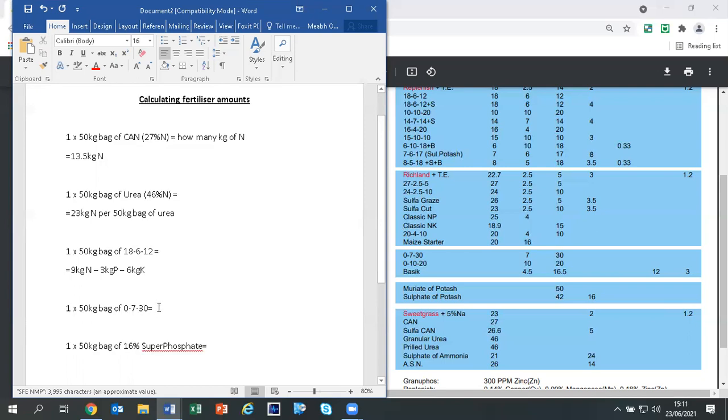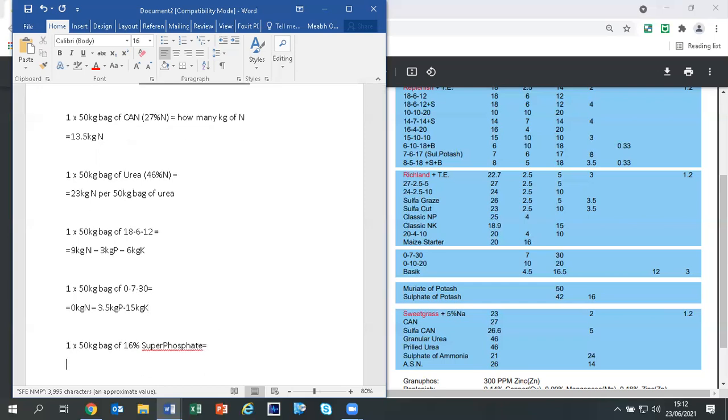150 kilo bag of 0730, the exact same principle applies. So 0 divided by 2 is still 0 kgs of N. 7 divided by 2 is 3.5 kgs of P. And 30 divided by 2 is 15 kgs of K. So you get the idea now.